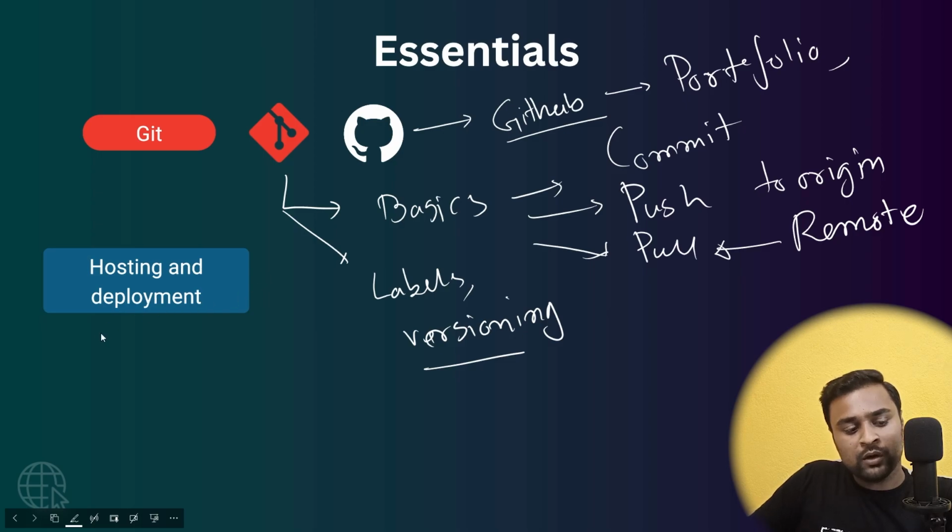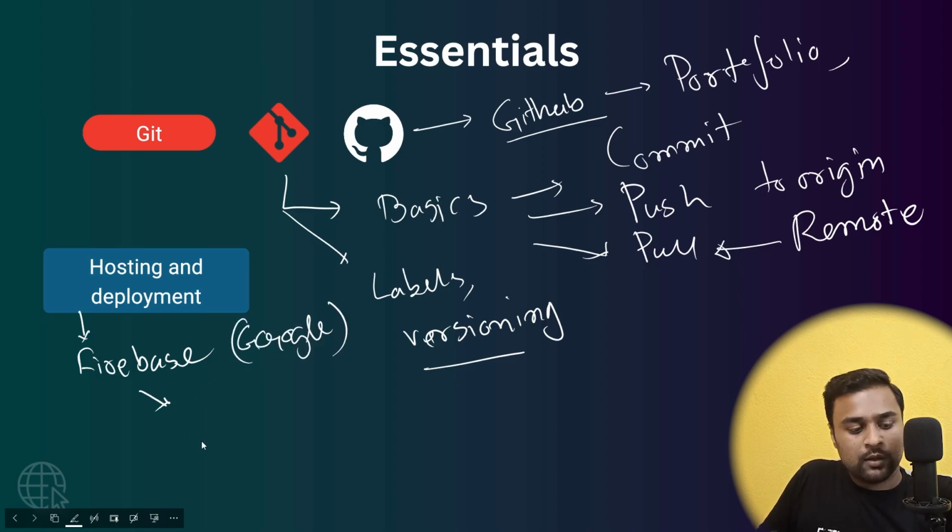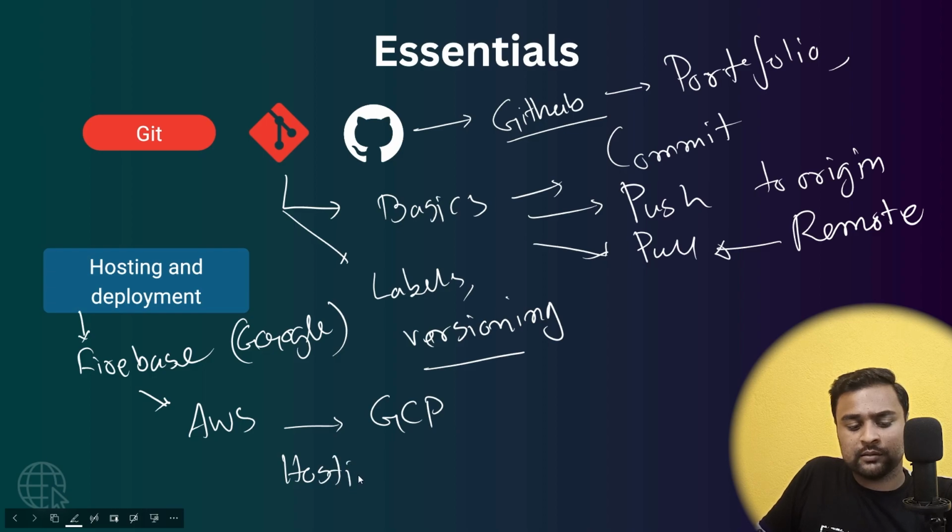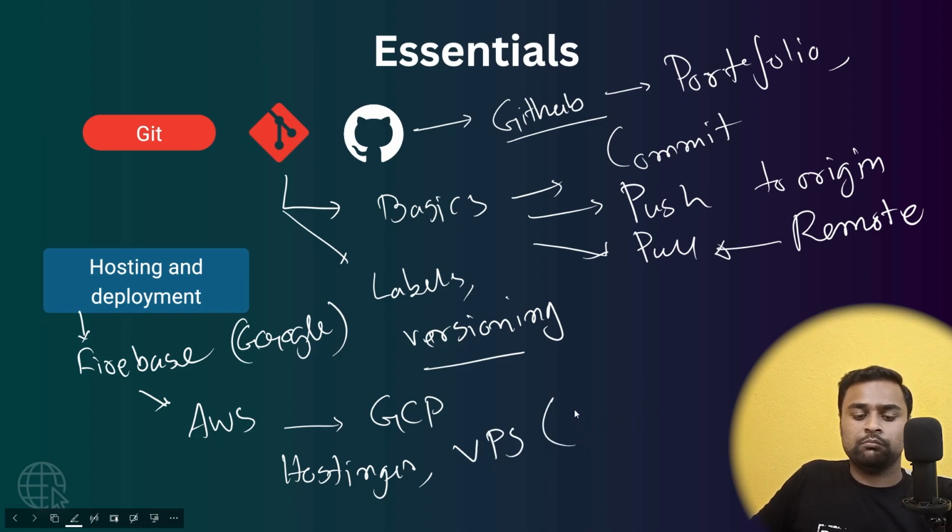Also, at the end, you want to host something. You have to understand how to host your website or how to host your web app. So for that purpose, you can start with Firebase, which is serverless architecture from GCP, or this is coming from Google, or you can use AWS or GCP directly to host. There are other tools like Hostinger, and you can purchase your own VPS for hosting. There are multiple providers, so you can use any of the providers.